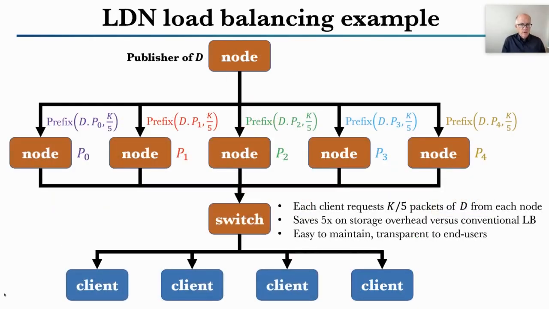Here's another example of load balancing where the nodes each have an assigned SOAPy and the clients are provided all those SOAPys. Each client requests an equal fraction of the packets it needs to regenerate the object from each of the nodes. In this example, k/5 from each. This provides automatic load balancing. The requests are equally spread across the nodes in the middle, and it also saves a factor of 5 on storage overhead versus conventional load balancing. This is easy to maintain and transparent to end users.